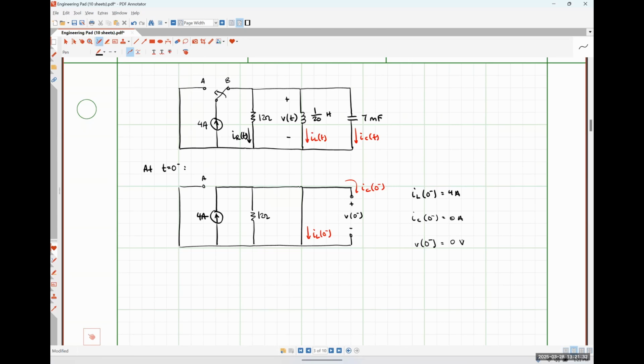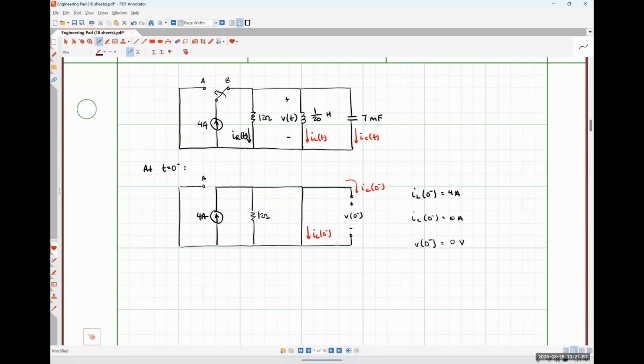Because our capacitor is always going to look like an open circuit, so the current flowing through it is always going to be 0 amps. And our inductor is always going to look like a short circuit, which means the voltage drop across it is always going to be 0 volts. So those two bottom initial conditions are the same for every circuit, essentially.